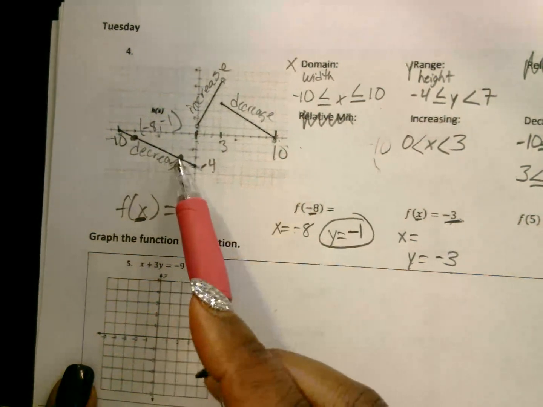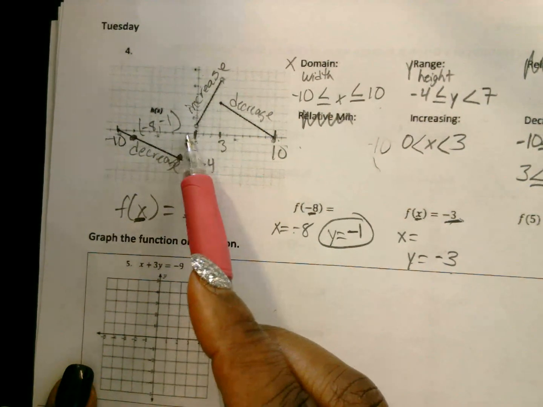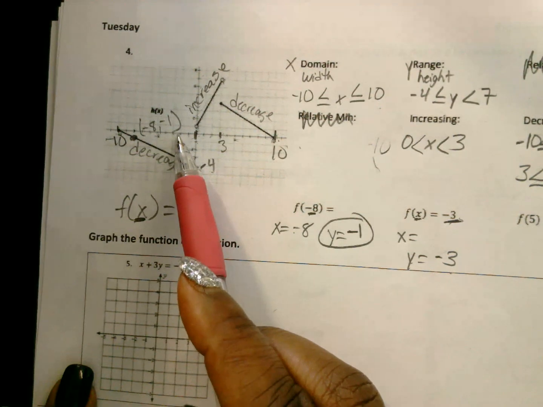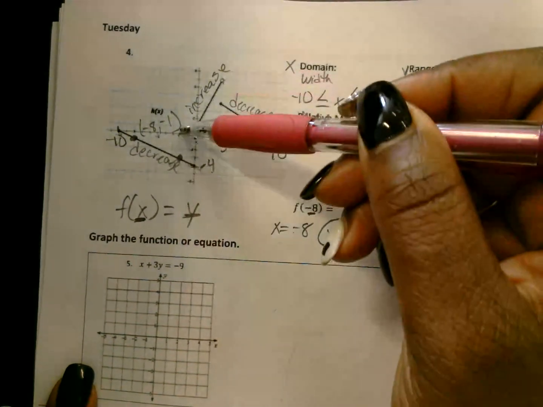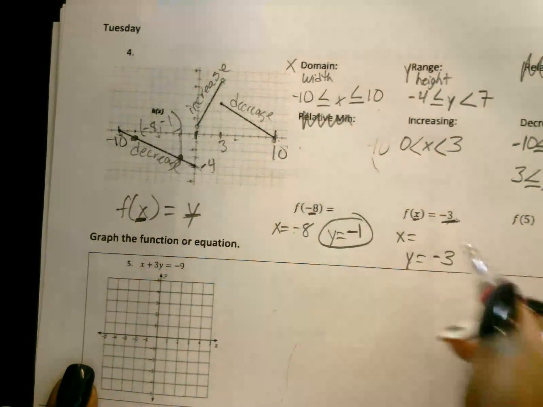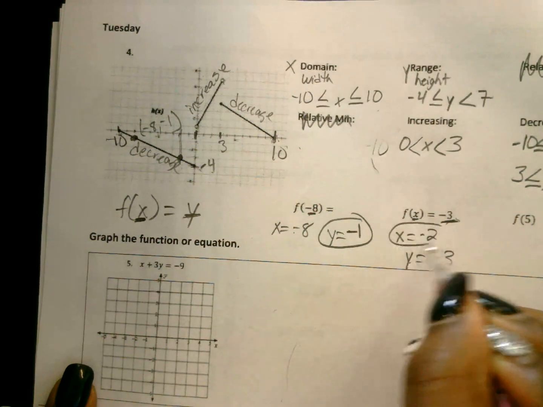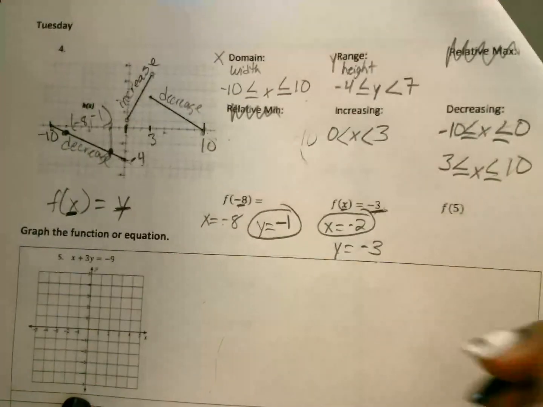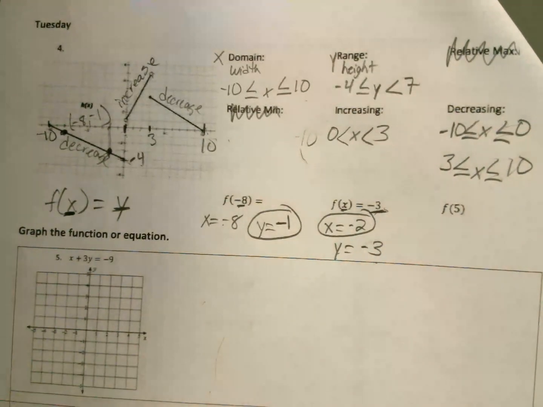What is my x value here? Negative 2. See if you can do this last one on your own, okay? Pause for the cause.